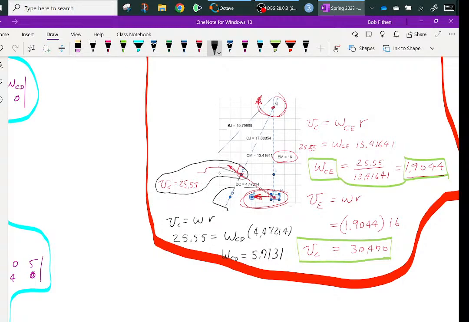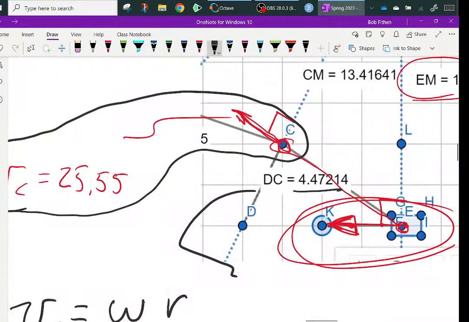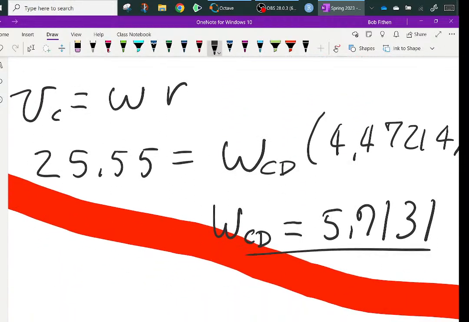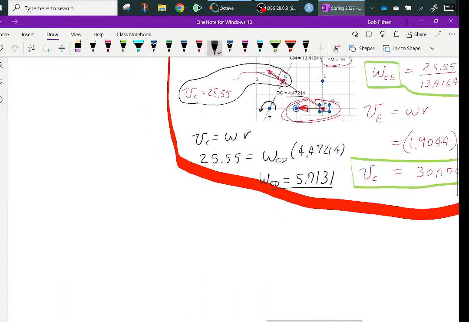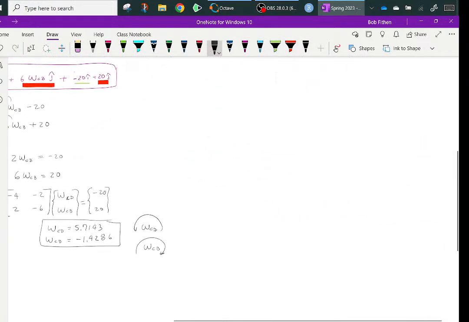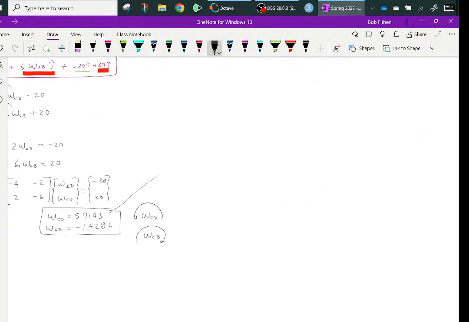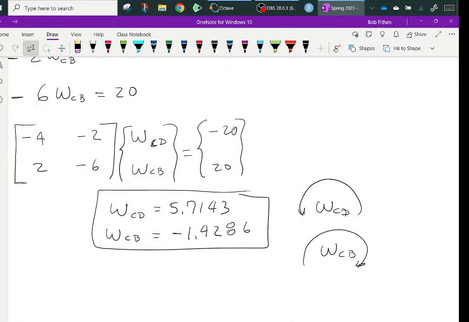Now, if you look at this thing, and it is pinned there, in order to get the velocity going in that direction, it has to rotate that way, which is positive. So 5.7131, 5.7143. That's close enough. So now I've got those two.